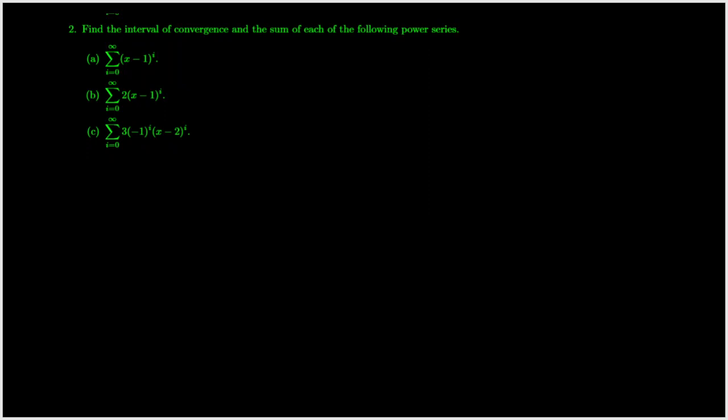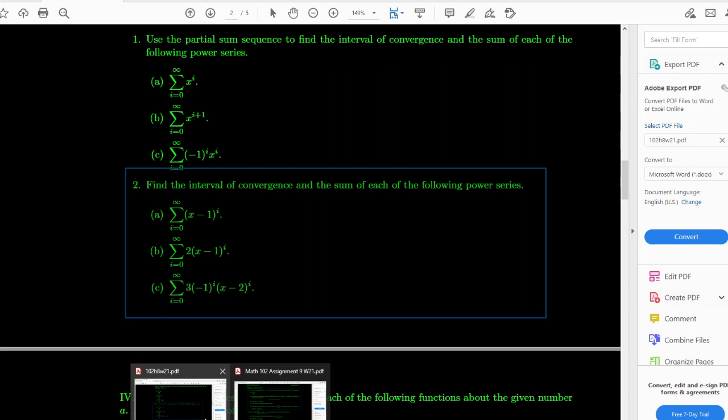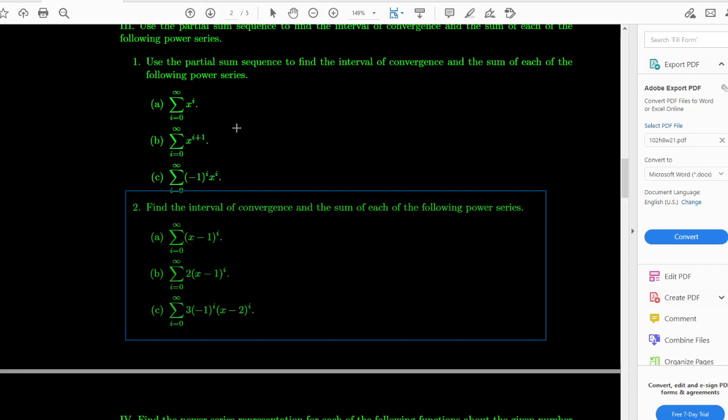You see, so this time I will show you the difference between question 1 and question 2. In question 1, my intention was to ask you to use the limit of the partial sum sequence to define the sum of the series. In question 2, I did not ask you to use the partial sum sequence. You just find two things. I'm just looking for the interval of convergence, and I'm also looking for the sum. Okay.